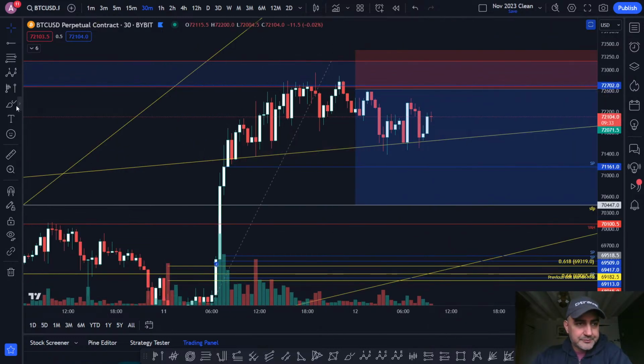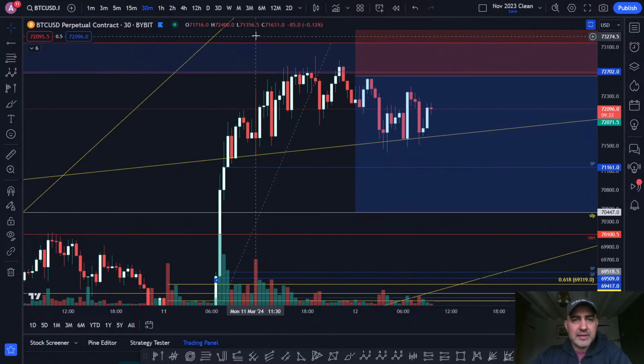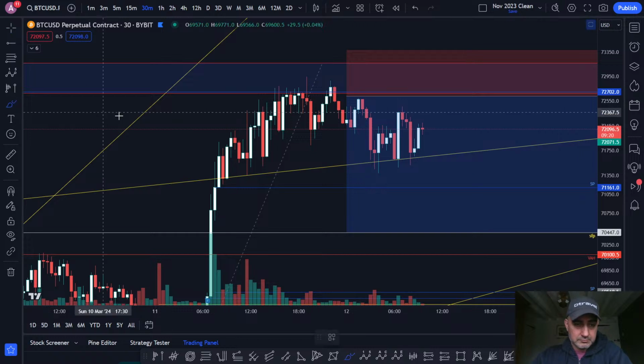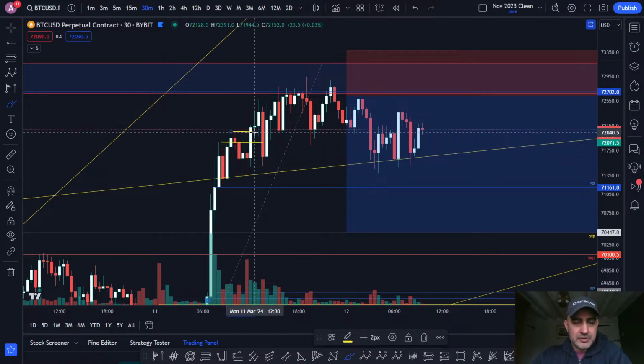You see how normally for a short I would do a swing failure, but look how many swing failures we had yesterday. That's why I was saying it's so difficult. Look, 1, 2, 3, 4, 5. We had 5 swing failures.